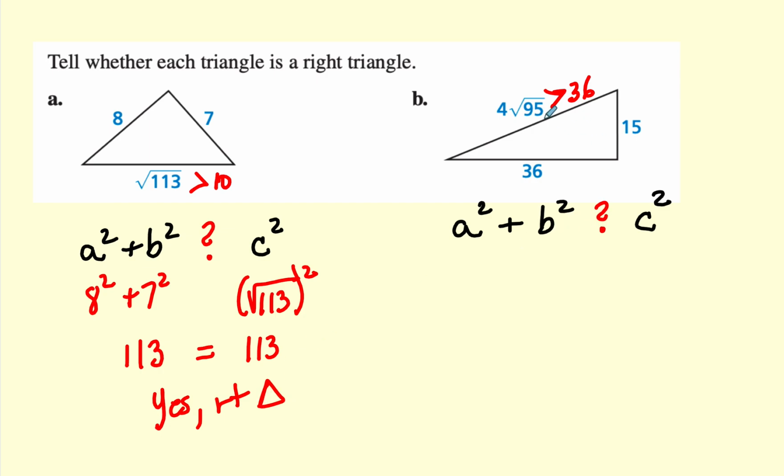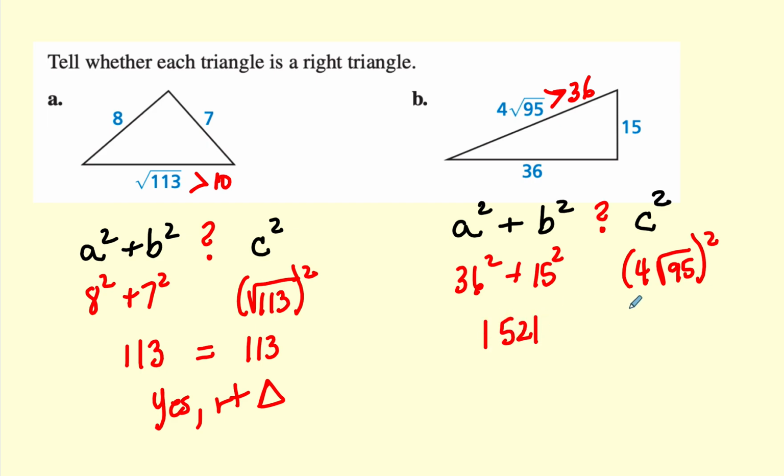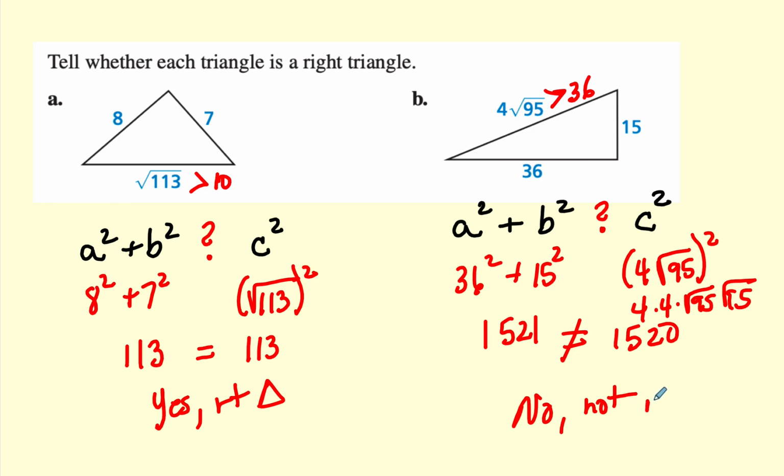All right, now let's try this one. Now this one is 4 square root of 95. Square root of 95 is bigger than square root of 81, and square root of 81 is 9. So I know this number is bigger than 36. So I want to put 4 root 95 in for c. And then I'm going to put the 36 here and the 15 here. And I'm going to figure out what this answer is using my calculator. And that answer is 1,521. Now this means 4 times 4 times root 95 times root 95. That's what squaring means. So that's going to be 16 times 95, and that answers 1,520. Now these are not equal, so the answer is no. It's not a right triangle.